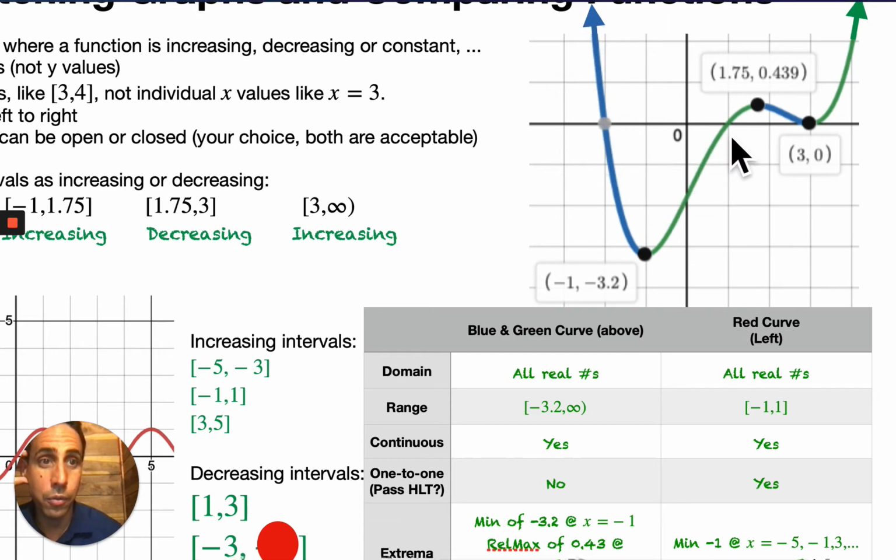Is it continuous? Yes. You could draw the whole thing with a single stroke of your pencil and not have to lift it up because you had a jump or a break or something like that.